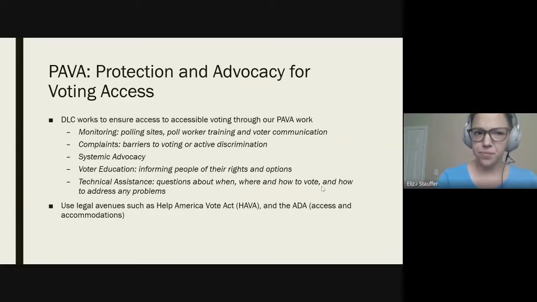We have a bunch of different efforts that include monitoring, stuff like polling sites, poll worker training, and voter communication, complaints such as people experiencing barriers to voting or active discrimination while they're in the process of voting. We do systemic advocacy, which includes legislative work. We work to educate voters so that they know what their rights are and what their options include. And then we also provide technical assistance for both public and other agencies about when, where, and how to vote and how to address any problems. Along with those things and the stuff that we do with legislative, we also use legal avenues such as the Help America Vote Act, also known as HAVA, and the ADA, specifically the access and accommodations portions.